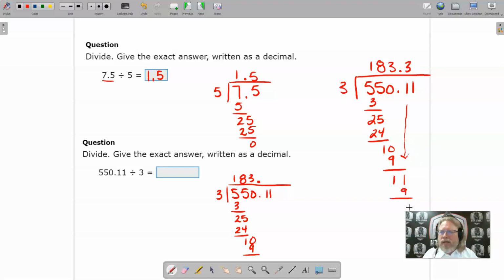And from there, now I'm up against my image down here. So 11 minus 9 is 2. Let's bring down the last 1 there. And 3 will go into 21 7 times. And that's going to be 21. We'll end up at 0 there. So we're done there. So our answer is going to be 183.37.